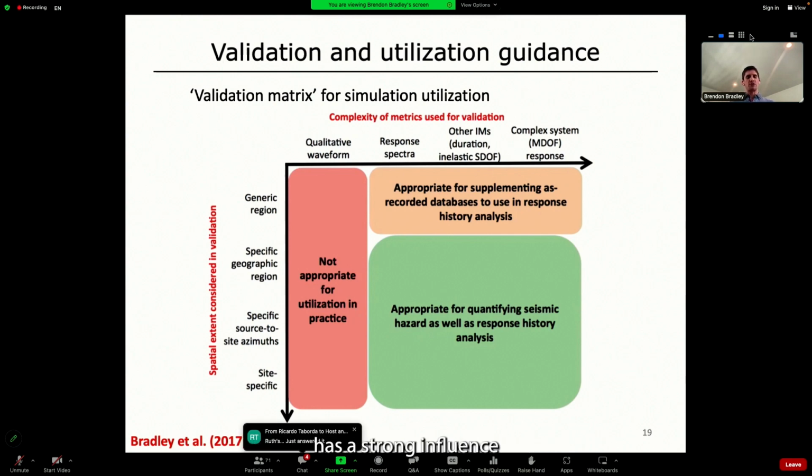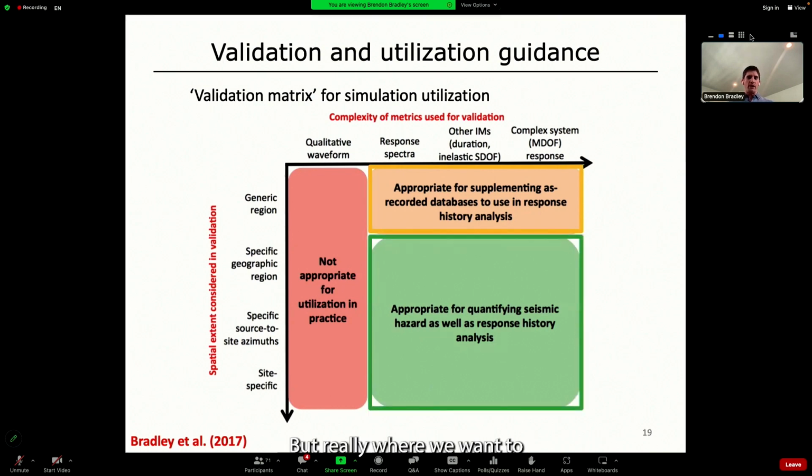Obviously that has a strong influence on what we can make use of them for, and clearly there's a lot of value, and obviously one of the low-hanging fruit is simulations just performed for generic regions of the world, where we assume, just like when we use recorded ground motions for ground motion selection, that we can just add them to supplement the database to give us those events for large magnitude, small source-to-site distances.